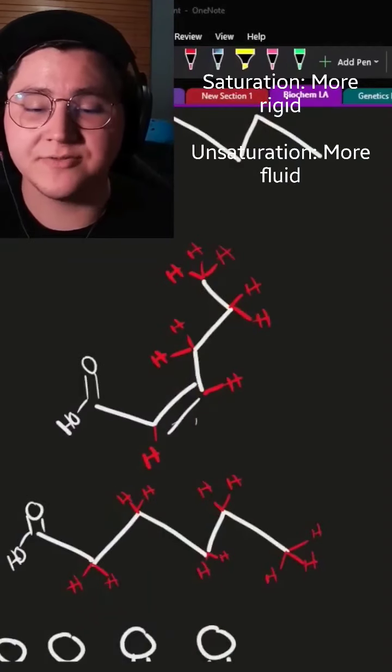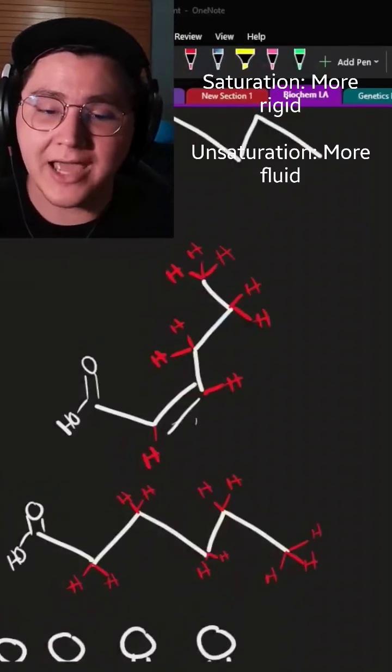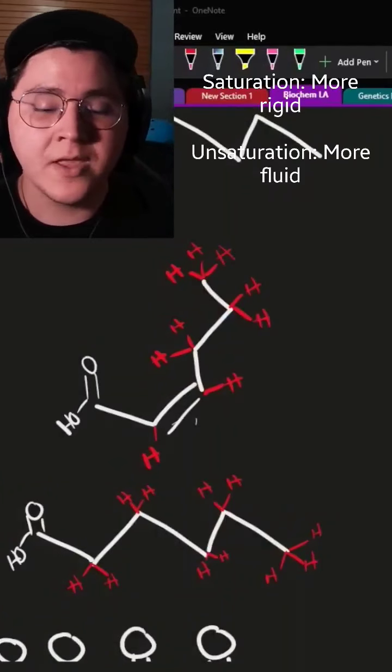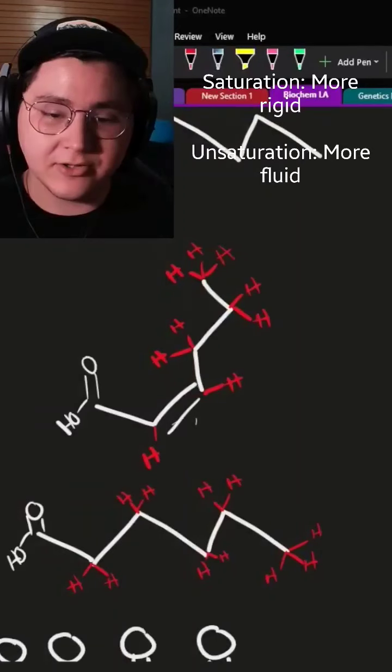We can also notice that the unsaturated fatty acid has a slightly different shape. We notice that double bond actually changes the overall shape, giving it a bent structure, whereas the saturated fatty acid has this fairly linear structure.